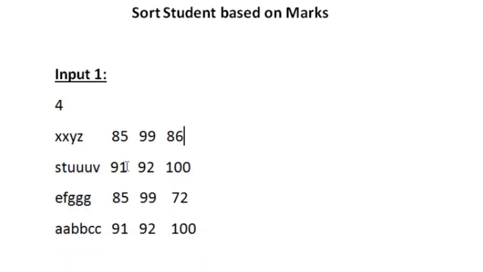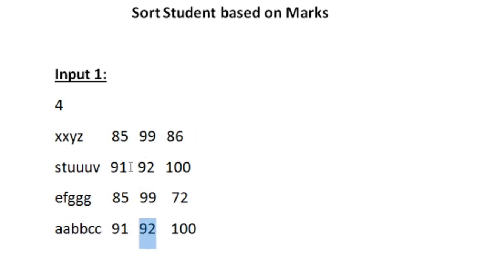First we have to check for the maximum mark in Maths. The maximum mark in Maths is 91, and the mark 91 has been obtained by two students, STUUV and AABBC. So these two students have obtained 91 in Maths. We should sort these two students based upon their marks obtained in Physics. STUUV has obtained 92 marks in Physics and AABBC has also obtained 92 marks in Physics.